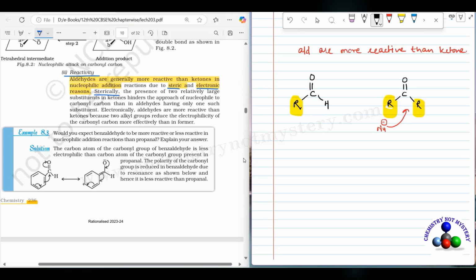Now come to the electronic reason. So let's read from the book. Electronically, aldehydes are more reactive than ketones because two alkyl groups reduce the electrophilicity of carbonyl carbon more effectively than in former. In case of ketone, there are two alkyl groups which donate electron density to carbonyl carbon via plus I effect. So there are two plus I effects. By the donation of electron density to carbonyl carbon, the delta positive charge over carbon reduces. So that's why the carbonyl carbon become less electron deficient.